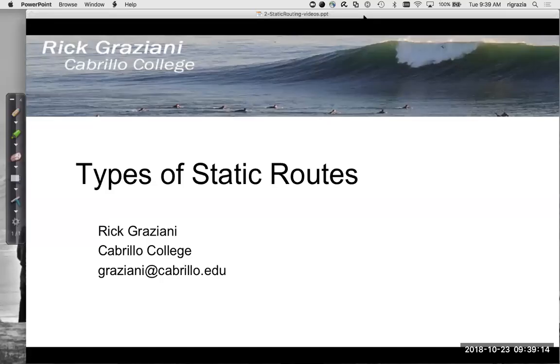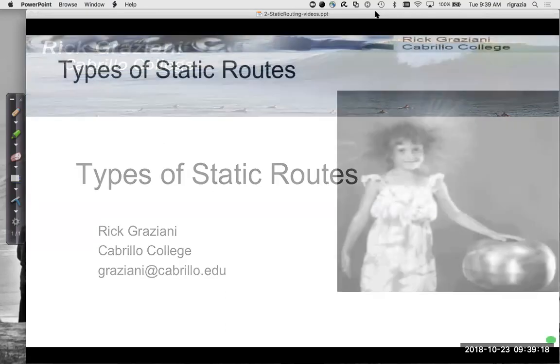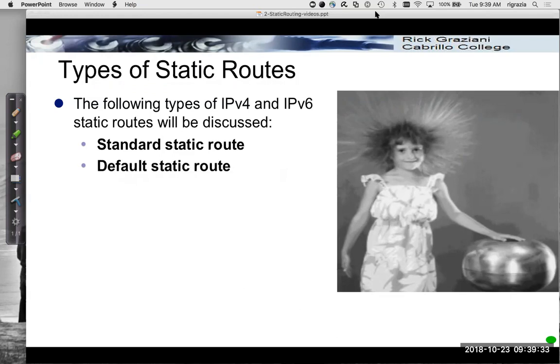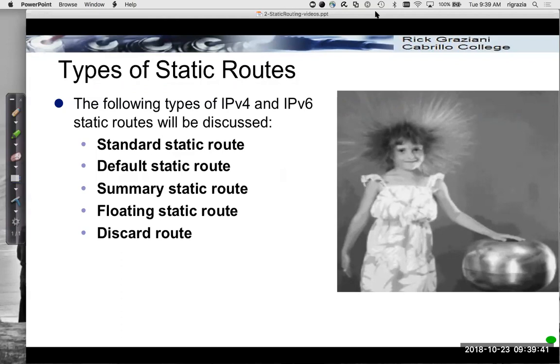Hi, in this video, we're going to take a look at different types of static routes. The following types of both IPv4 and IPv6 static routes we'll be discussing, at least introducing here and in later videos a little bit more, are a standard static route, a default static route, a summary static route, a floating static route, and something I'm adding, called a discard route.